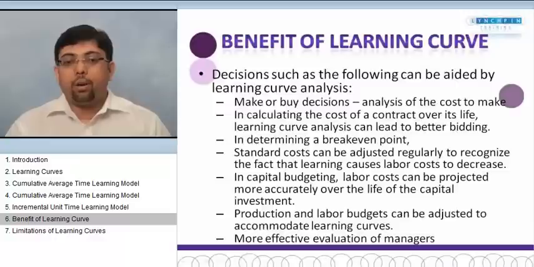Number 2, in calculating the cost of a contract over its life, learning curve analysis can lead to better bidding. In determining the break-even point, the standard cost can be adjusted. In capital budgeting, labor cost can be projected more accurately over the life of the capital investment. Production and labor budgets can be adjusted to promote learning curves, and managers can be evaluated more effectively. Why? Because there is learning available in the scenario.